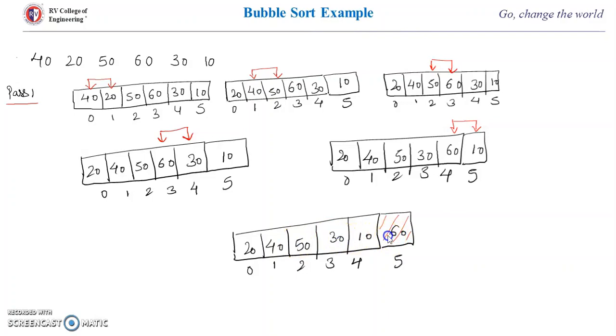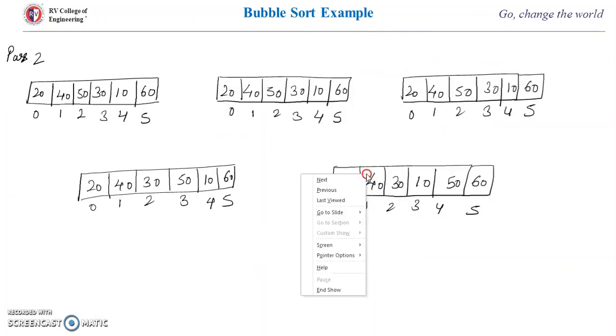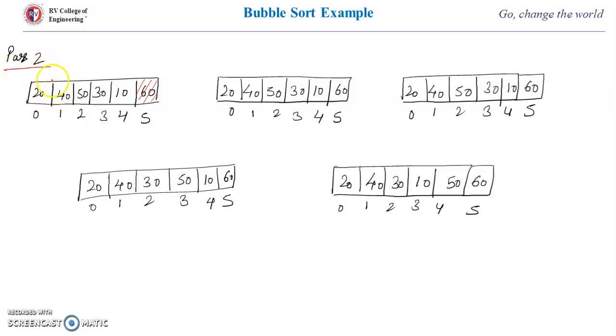Okay. So now second pass, what will happen? You can see here 60 has come at its position, meaning the first largest element. So now this is already sorted. Now in pass 2 again we'll compare 0 with 1. We'll start. Okay, so 0 and 1 will be compared.